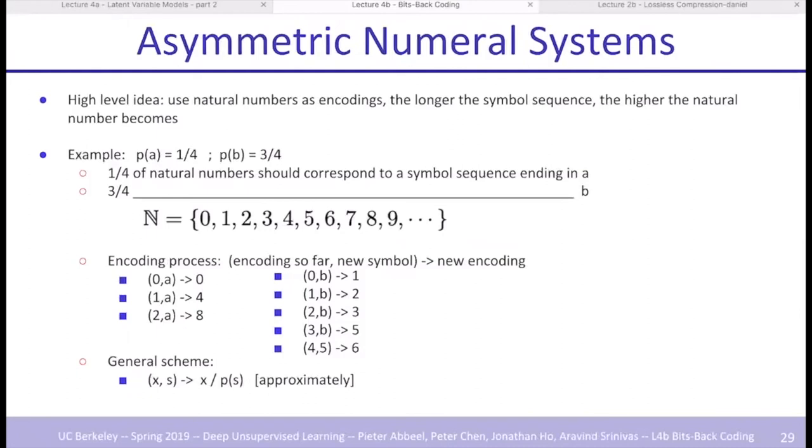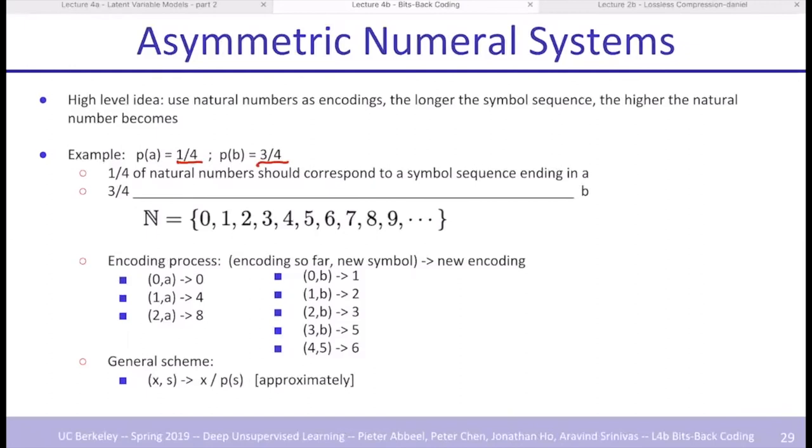So let's assume that we are trying to encode a bit stream that consists only of letter A and B. And we say that we know the probability of these two letters. So the probability of A occurring will be 1/4, and the probability of B appearing would be 3/4. So they total, they will add up to 1.